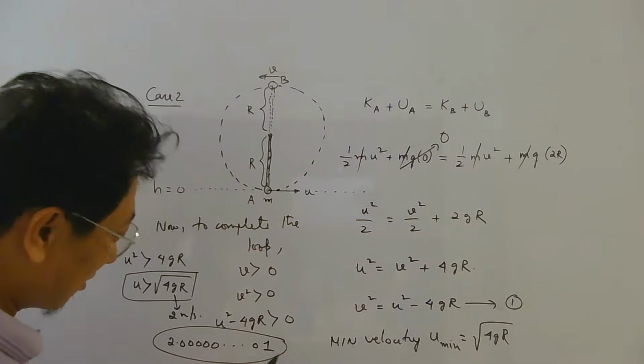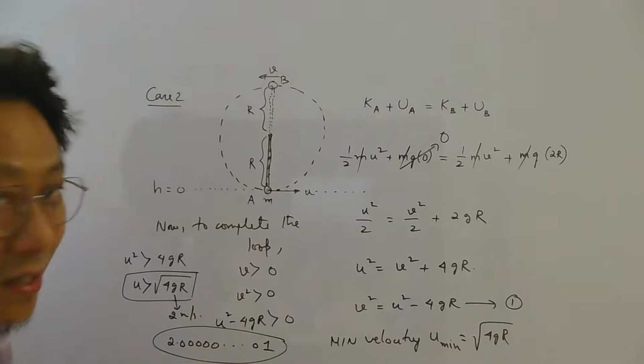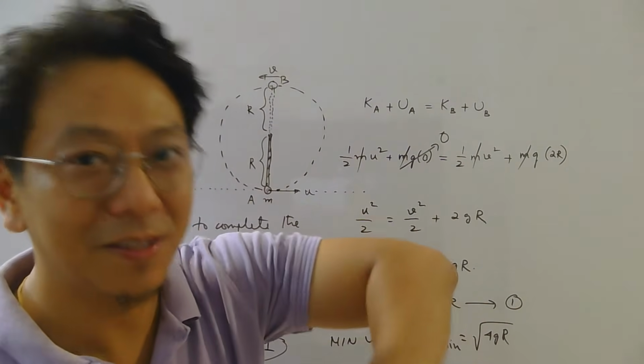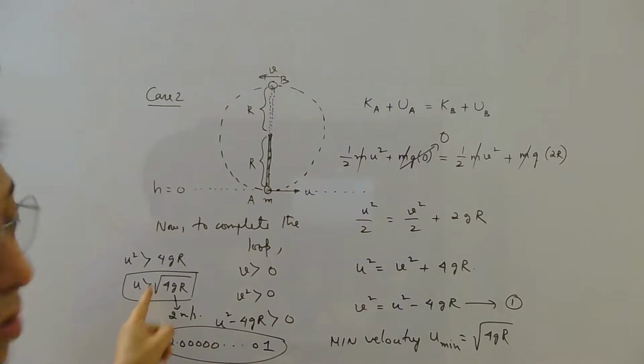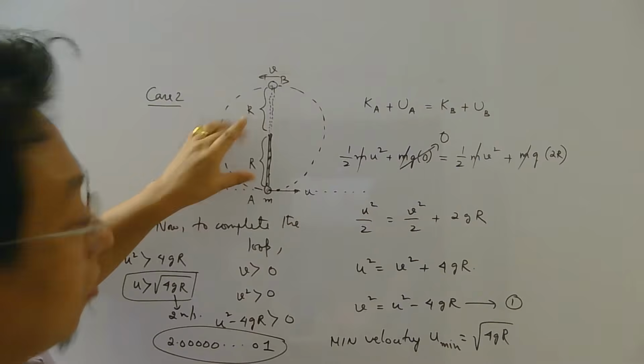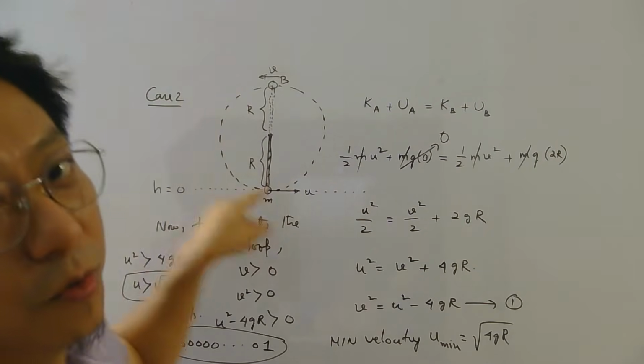But approximately this is what? 2 meter per second, right? So 2 meter per second is the minimum velocity that must be given so that it completes the loop. In this case, the answer is root of 4gr, where r is the length of this rod, or you can say radius of the circle in which the bob will move.